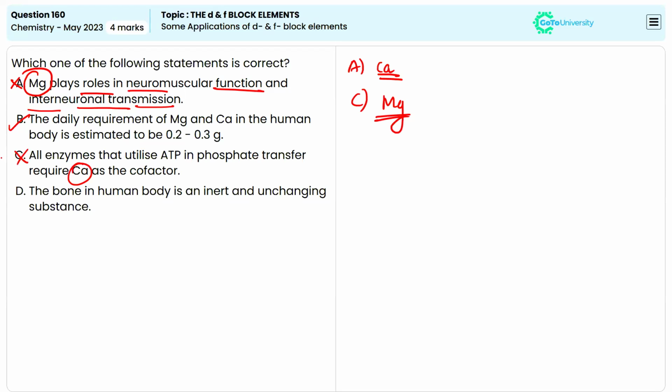Now the last option: the bone in the human body is an inert and unchanging substance. This is also incorrect, because in the human body the bone is not an inert and unchanging substance, right? So this is also incorrect. So the correct answer is B.